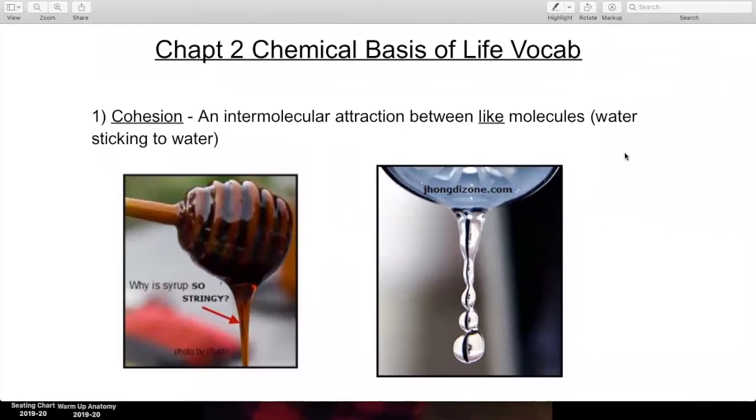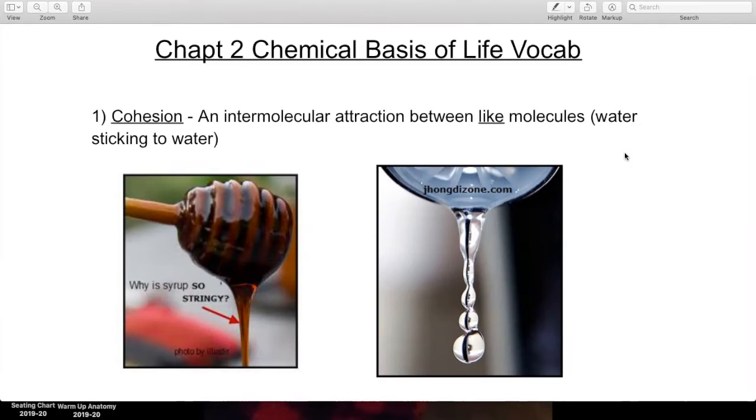And with food, four major molecules that you need to stay alive. We call them the macromolecules. So let's jump into the vocabulary and get started. All right, so chapter 2, the chemical basis of life, vocabulary. First half of this will be about water, second half will be about food.